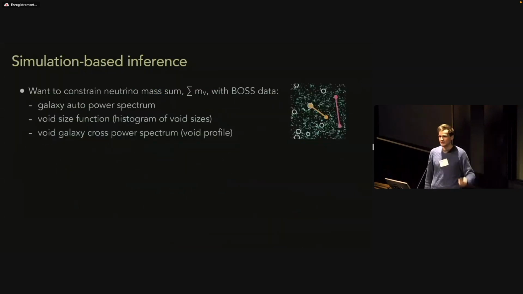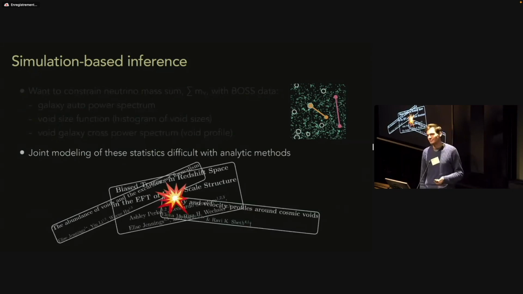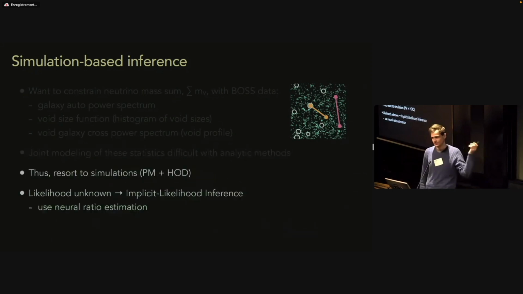So this is the outline. We want to combine the power spectrum, our usual friend, with a void size function and a void-galaxy cross power spectrum, and constrain neutrino mass. When you think about doing this, you have the problem that you can't write down a model that describes all three jointly. Maybe you have a model for each of them individually, but it's going to depend on nuisance parameters that describe galaxy evolution, and these nuisance parameters don't map between the different models. So we apply simulation-based inference.